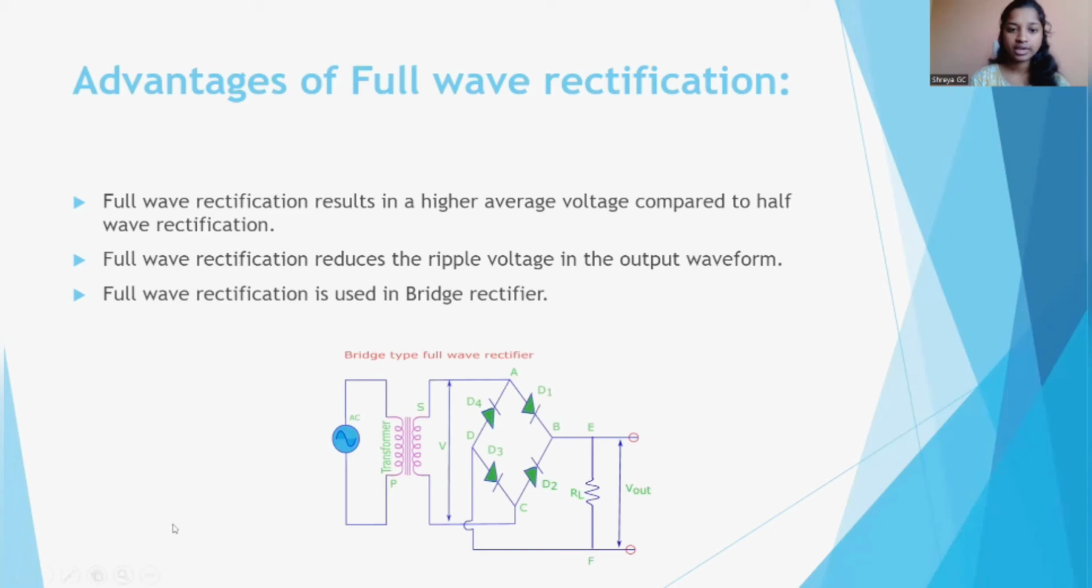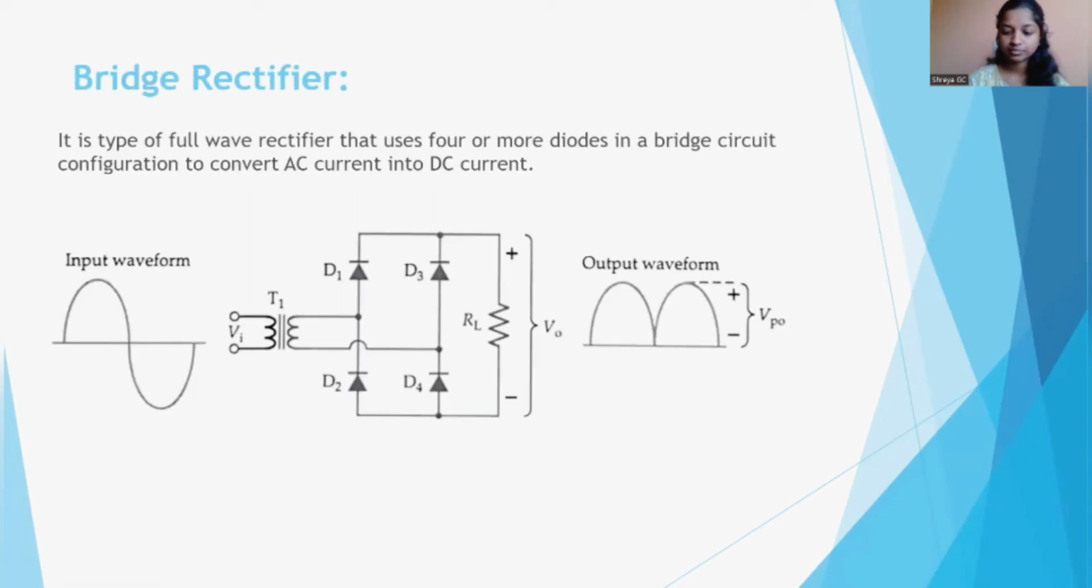We can see the diagram of the bridge rectifier. Now let us discuss the bridge rectifier. It is a type of full wave rectifier that uses 4 or more diodes in a bridge circuit configuration to convert AC current into DC. The bridge rectifier contains 4 diodes, namely D1, D2, D3, D4, and as usual, the transformer is present and the load resistance RL is present. And this is the input waveform, and this is the output waveform.